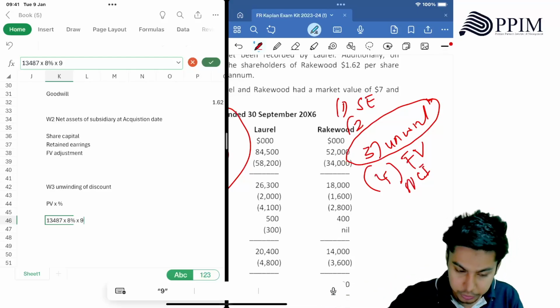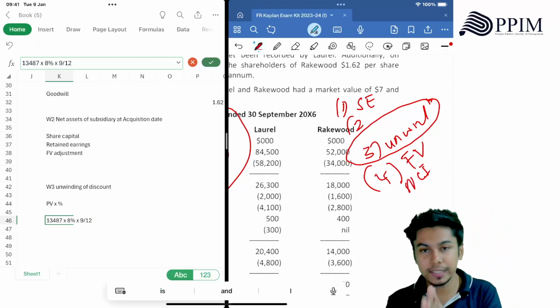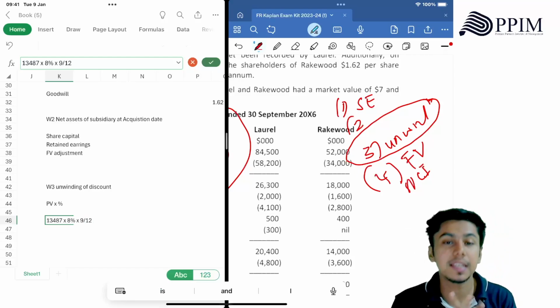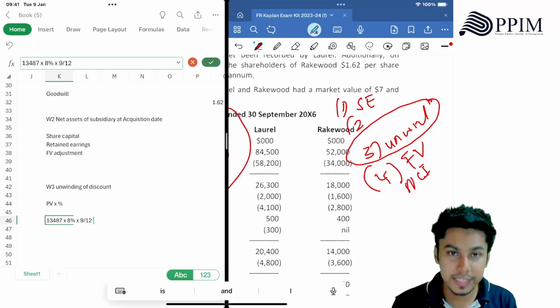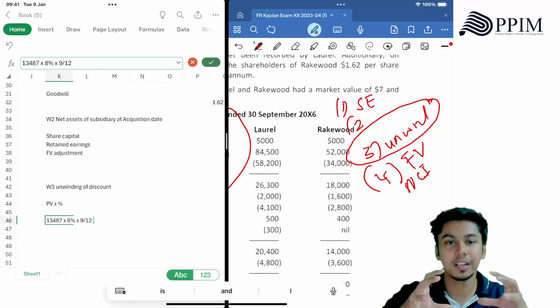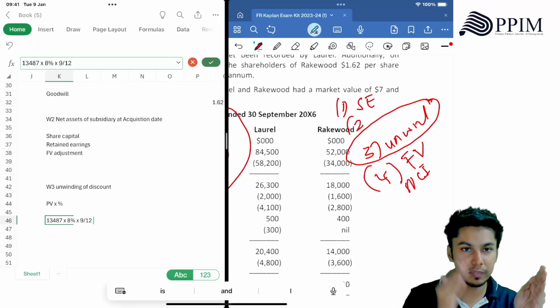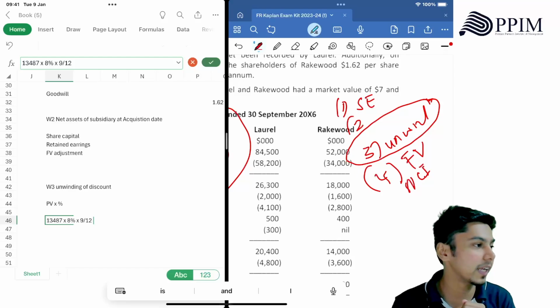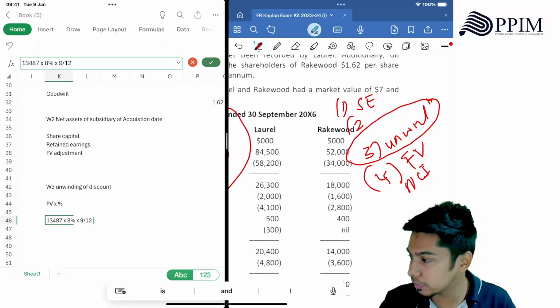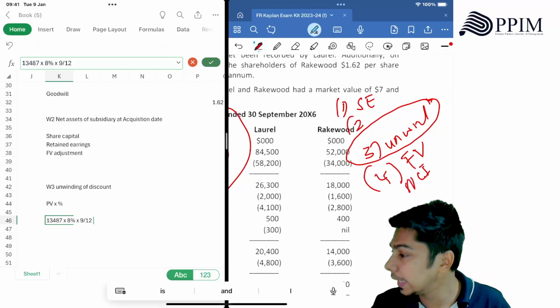Then put this into 9/12, because guys, you should understand unwinding is interest, right? Interest we should only calculate for the relevant accounting period. So from January to September only we have to calculate. So you have to take that into 9 months. Check and see, guys, what will be the answer in that case.